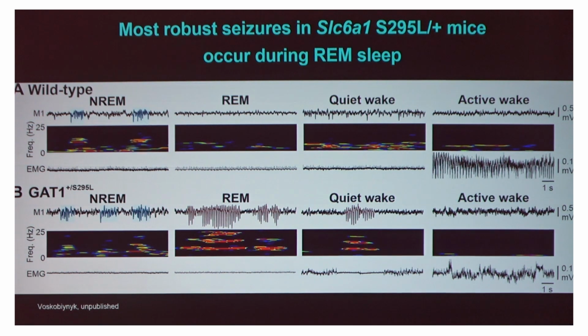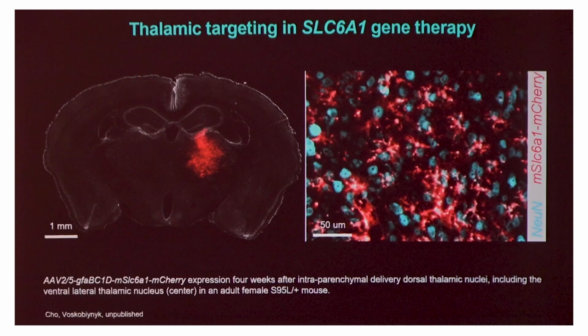Interestingly, when looking at the S295L animal model, comparing the NREM sleep, which is one of the sleep phases, to the REM sleep, our seizure activity in these animals seems to be much more robust during the REM sleep rather than NREM sleep. And this is something that we're trying to analyze as well, and trying to catch as many of the REM events in these animals as well.